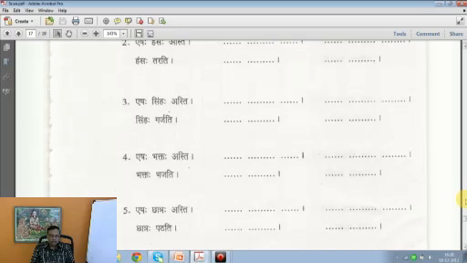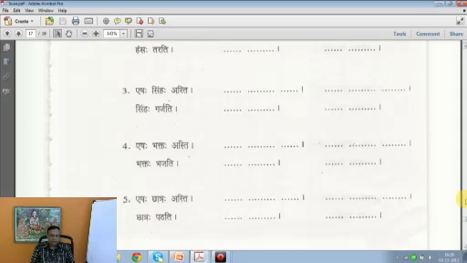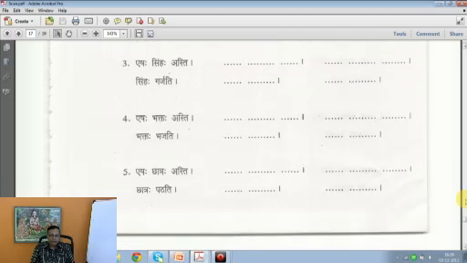Fourth one. Eshaha bhaktaha asti. This is a devotee. Etau bhaktau staha. Ete bhaktaha santi. Then the other way of doing. Bhaktaha bhajati. Bhaktau bhajataha. Bhaktaha bhajanti.